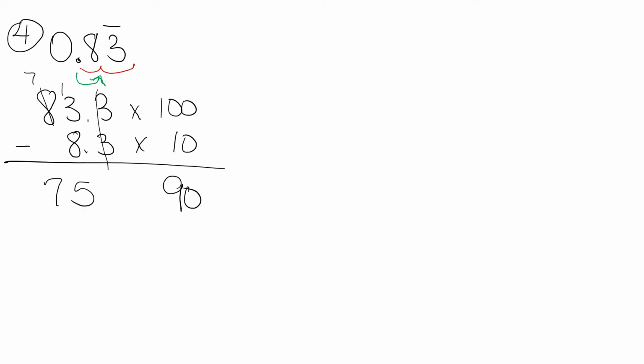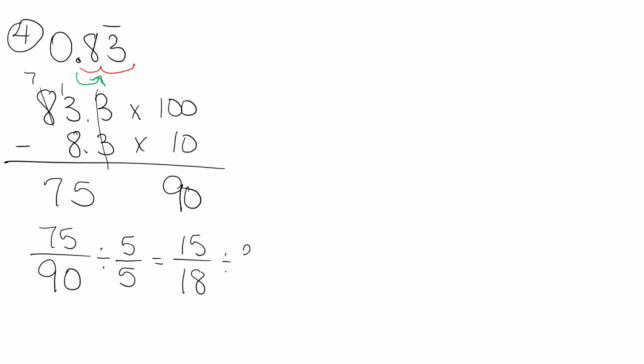Bring down your 7. Now you're going to take your numbers and make those into a fraction of 75 over 90. Those are not in simplest form, so we're going to divide by 5. Since they end in 5 and 0, we know they are divisible by 5. 90 divided by 5 will be 18, and that's a common one you see a lot. And then 75 divided by 5 is 15. This is still not in simplest form, so we need to divide again by 3. And so 15 divided by 3 would be 5. 18 divided by 3 is 6, so our final answer is 5/6.